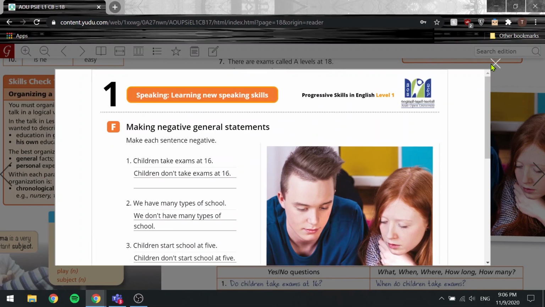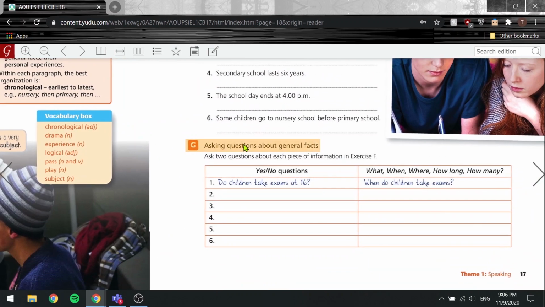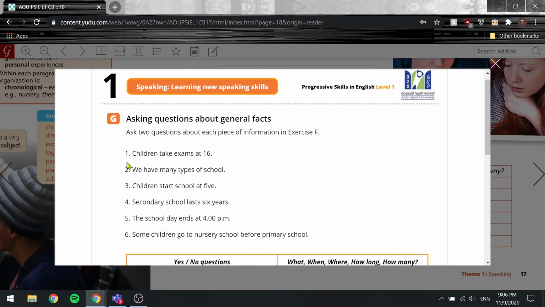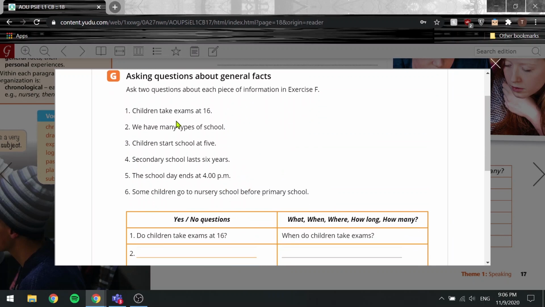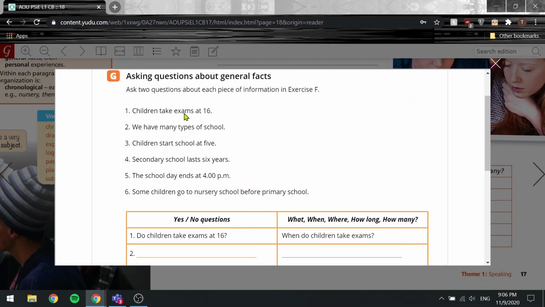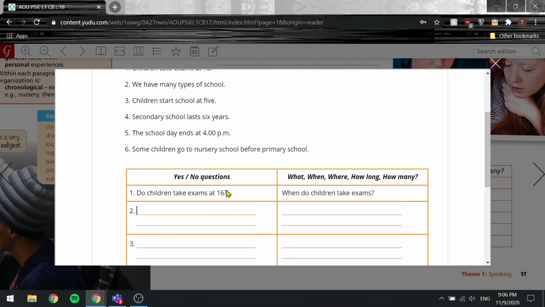Now let's go to exercise G. Here we have asking questions about general facts. So ask 2 questions about each piece of information in exercise F. So here we have children take exams at 16. We're going to have to ask 2 questions. We want a yes or no question, and a normal question that uses what, when, where, how long, or how many.